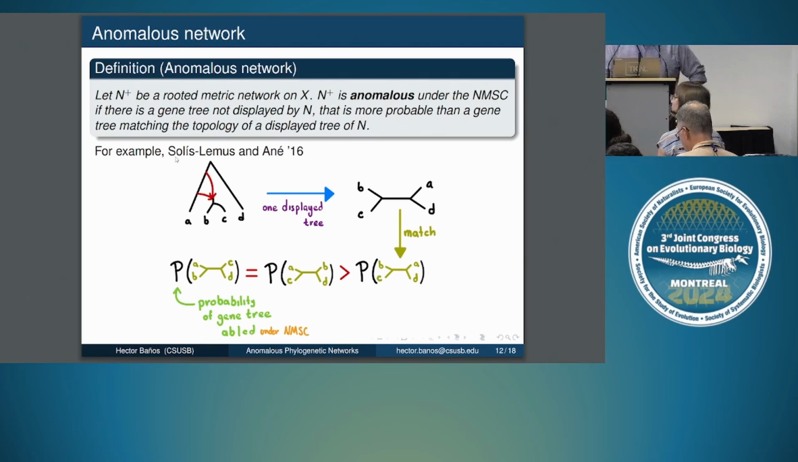So this was first seen by Claudia and Cécile, Solís-Lemus and Ané, where they look at this network. This has one display tree, but the probability of that display tree, for some set of numerical parameters, is less than the probability of the other gene trees. So for this particular network and some parameters, the most probable gene trees do not match the display tree. This particular network is called a tree-to cycle because you can see that it has three edges coming together, and then there are two nodes, or two taxa, below the hybridization event.